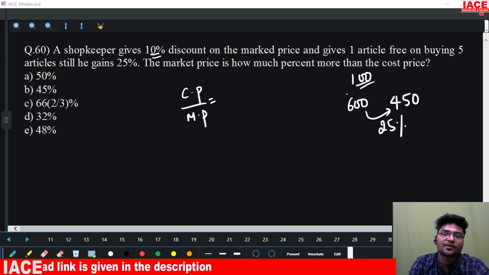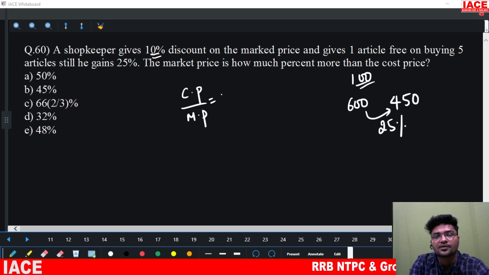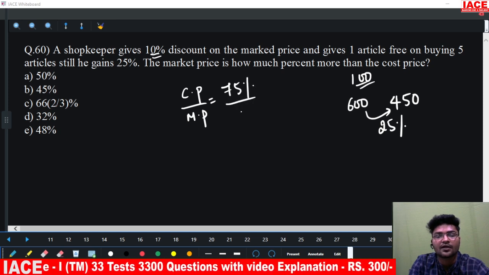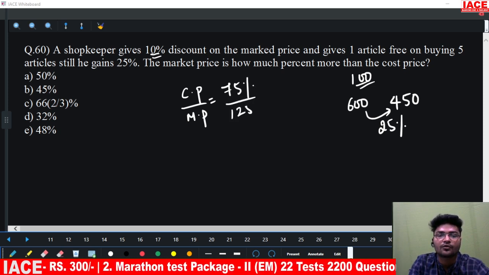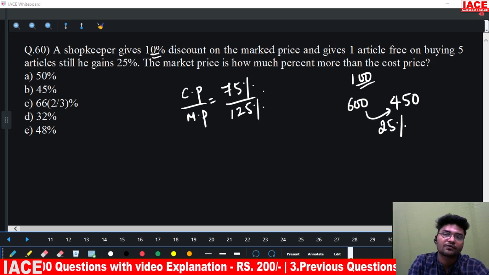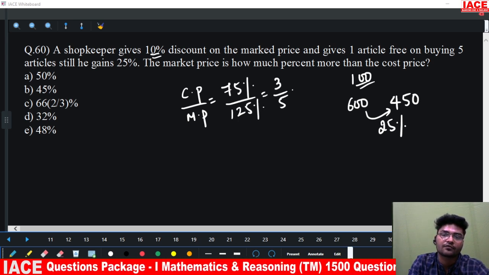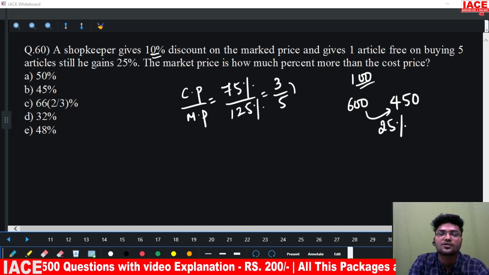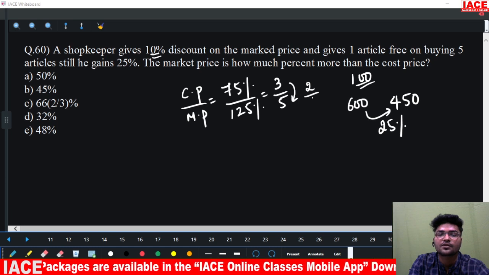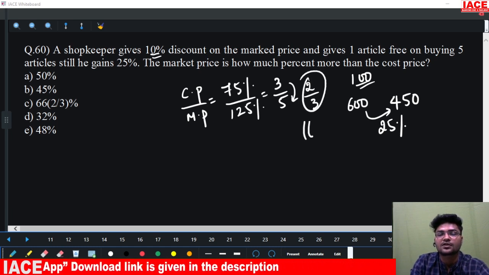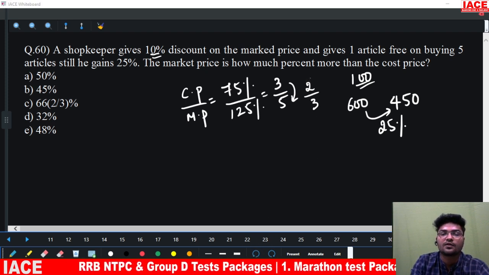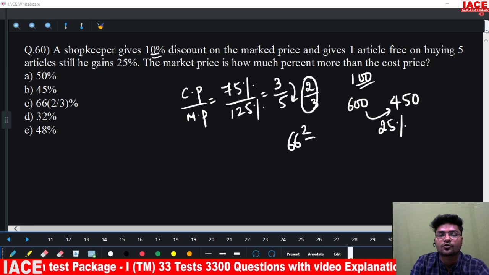Now cost price to market price ratio: 100 minus discount, 100 minus 25, will be 75% divided by 100 plus profit, which is 125%. That is 3 by 5. Market price is how much percent more than the cost price? 2 divided by cost price 3. 2 by 3 means how much? 66 and 2 by 3%.